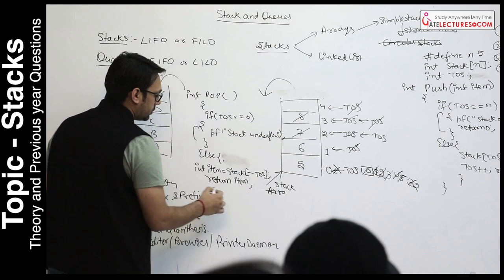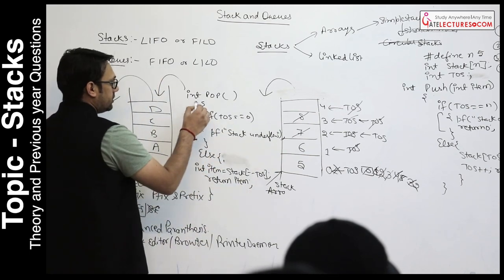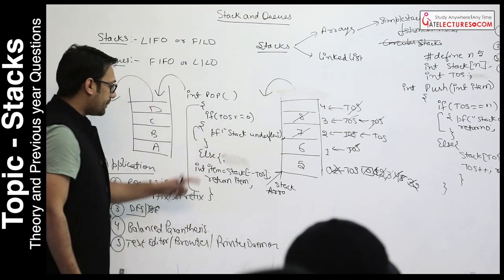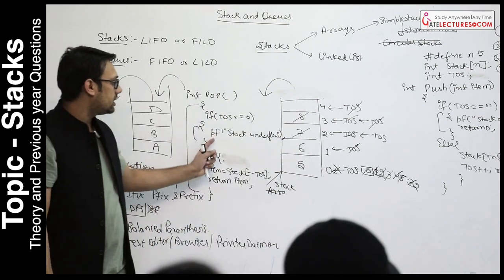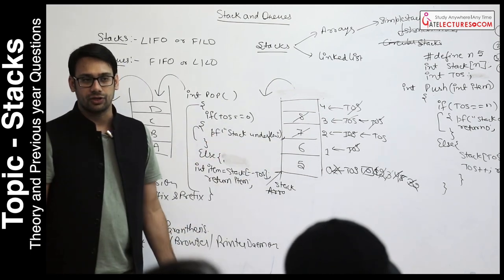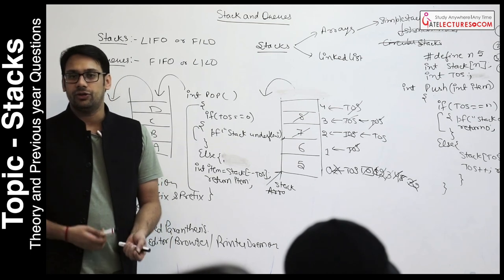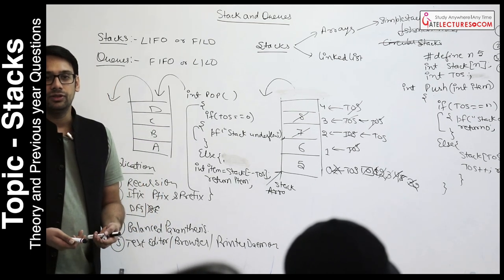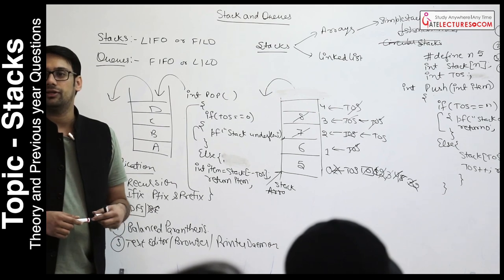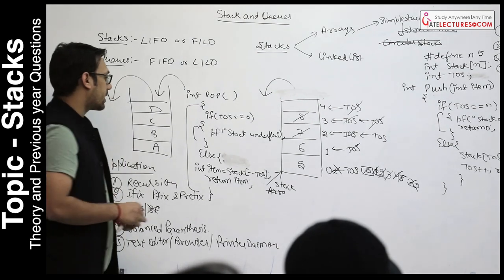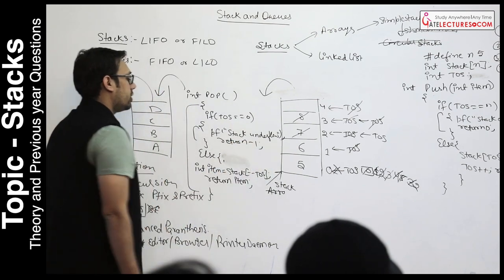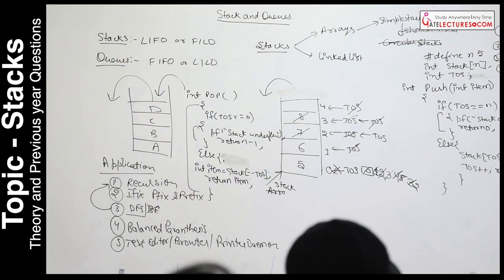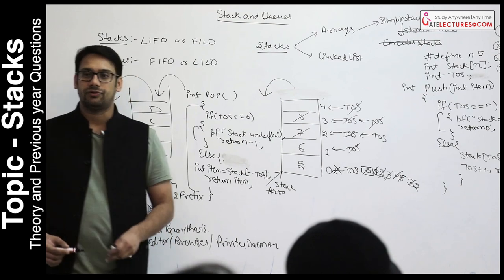Because it is a return integer, so we are returning int. But here, if you want to say that operation was not successful, that means if the condition is stack underflow, again we have to return some value. So you can use an imaginary value, assume it is -1. It is -1 just to say that operation was not successful and stack underflow. So I am just returning -1 to say the operation was not successful. Otherwise, I am just going to return that particular item from this stack.